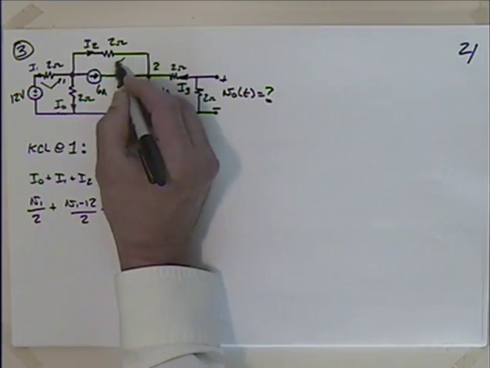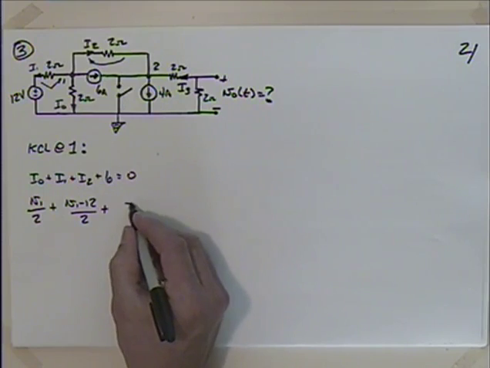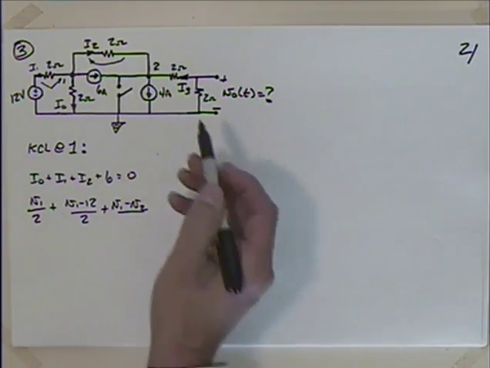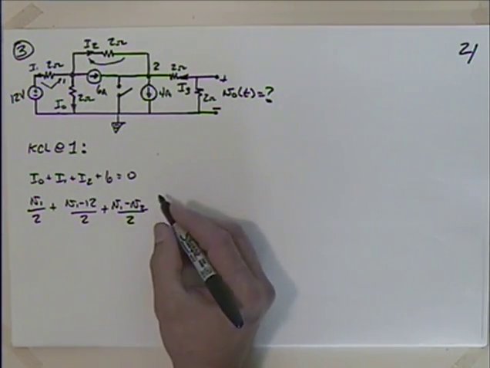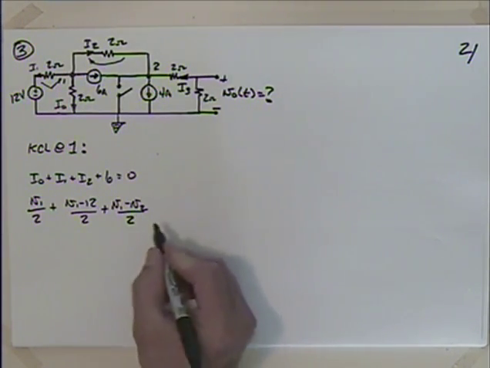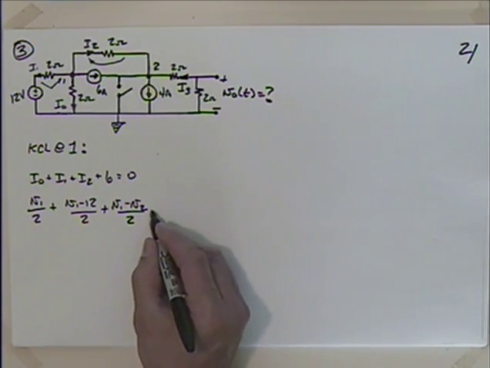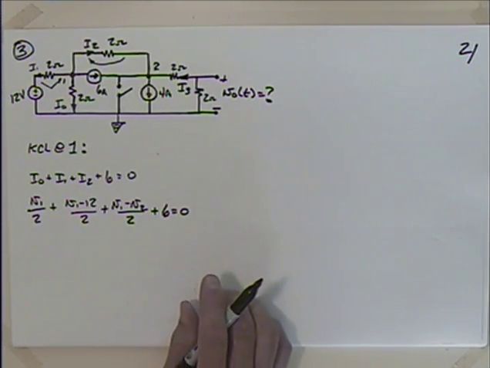Plus I2, I have to find that voltage, which is going to be minus V2 plus V1 over 2. So unfortunately I got a V2 in there. One equation, 2 unknowns. You know what's going to happen now. And then I'll say plus 6 is equal to 0. So I think I'm okay with that. V1 minus 12, V1 minus V2, yep.